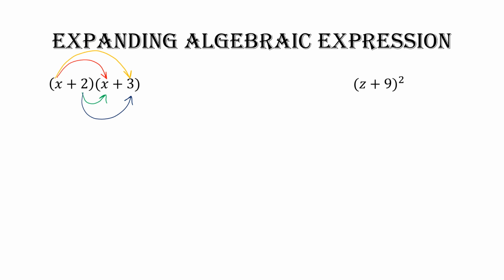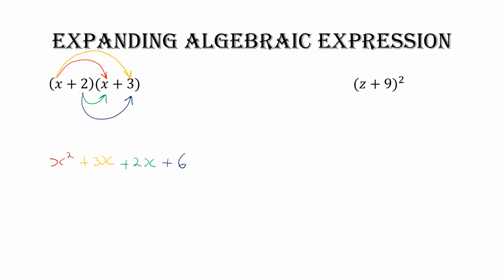So x in the red, x multiplied by x, we should end up with x squared. Good. Then we go to the yellow. In the yellow, we have x multiplied by 3. So that should give us 3x. Then we go to green. We have 2 multiplied by x. So that should give us positive 2x. And that takes us last but not least to the blue. 2 multiplied by 3, and that should give us 6. And that's all we do when we expand really and truly.